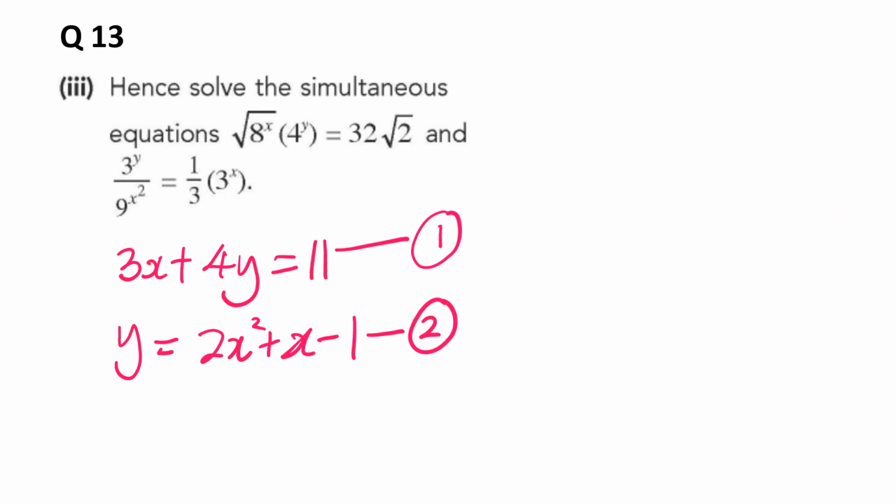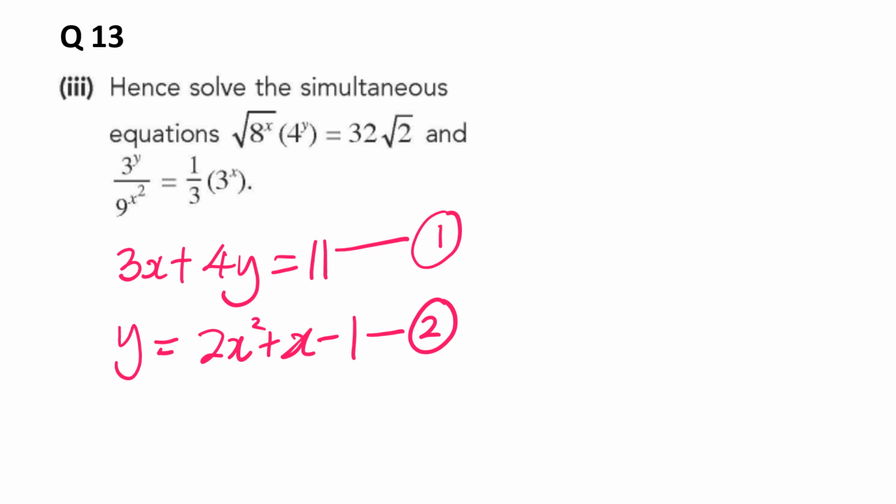So I strongly believe you've done 13 part 2. And then you will generate the equation y equals 2x squared plus x minus 1. So you are asked to solve the simultaneous equations, right? So from part 1, the word is hence. Again, the word is hence, meaning you have to make use of the answer you obtained in part 1, which is 3x plus 4y equals to 11. And then in part 2, you have y equals to 2x squared plus x minus 1.